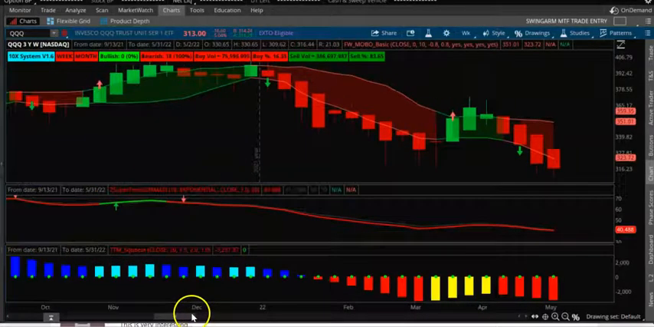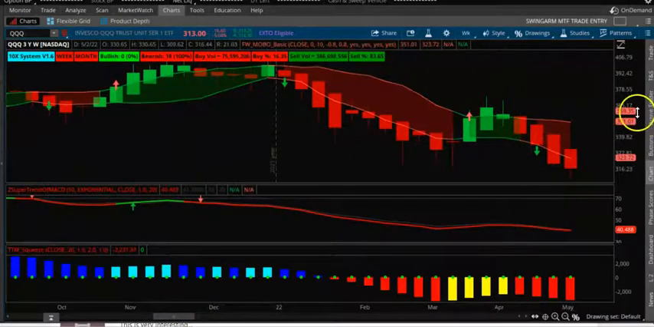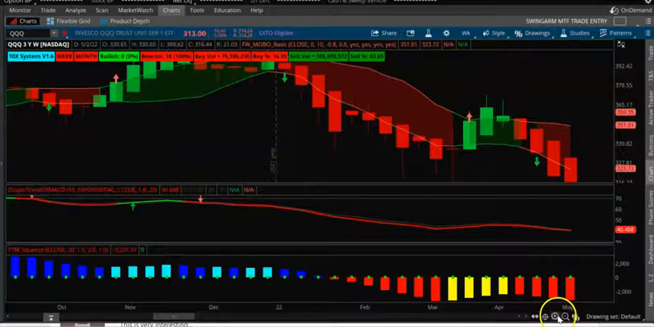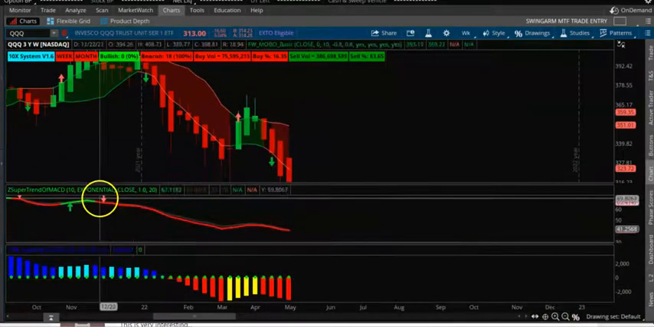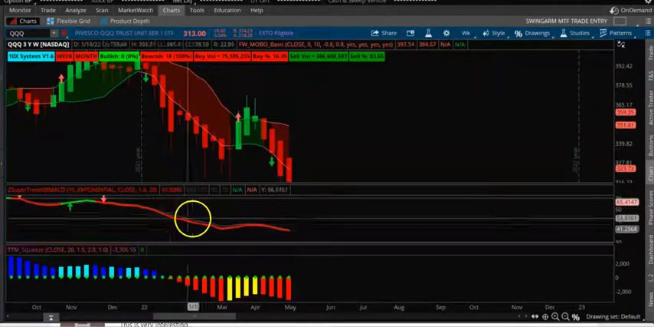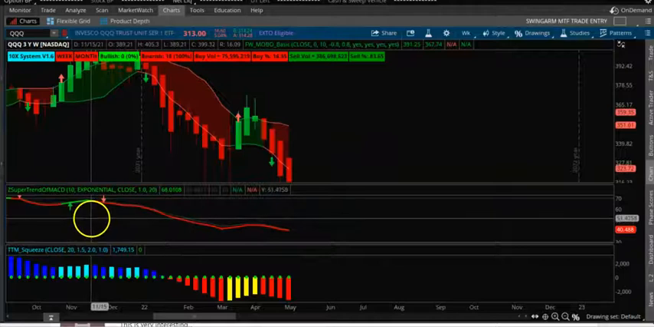Weekly it's still downtrending, so it is green here. It just became red again here. So weekly is definitely downtrending. Also see the TTM Squeeze also downtrending. Also see here it's already downtrending. So it's a good indicator for you to play around with.